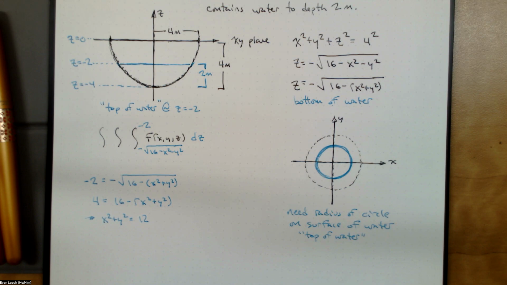This is the part where you have to know that truncating the hemisphere at a depth of 2 meters does not make a hemisphere. So the radius of that circle that represents the top of the water is not 2. The radius there is the square root of 12.